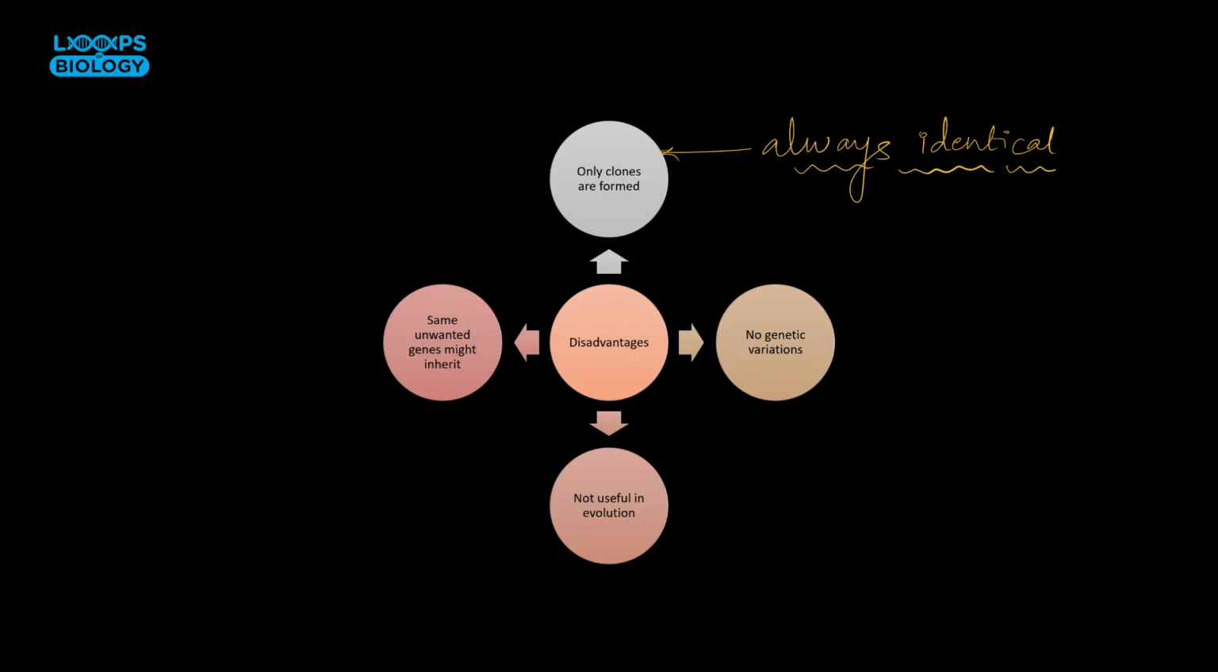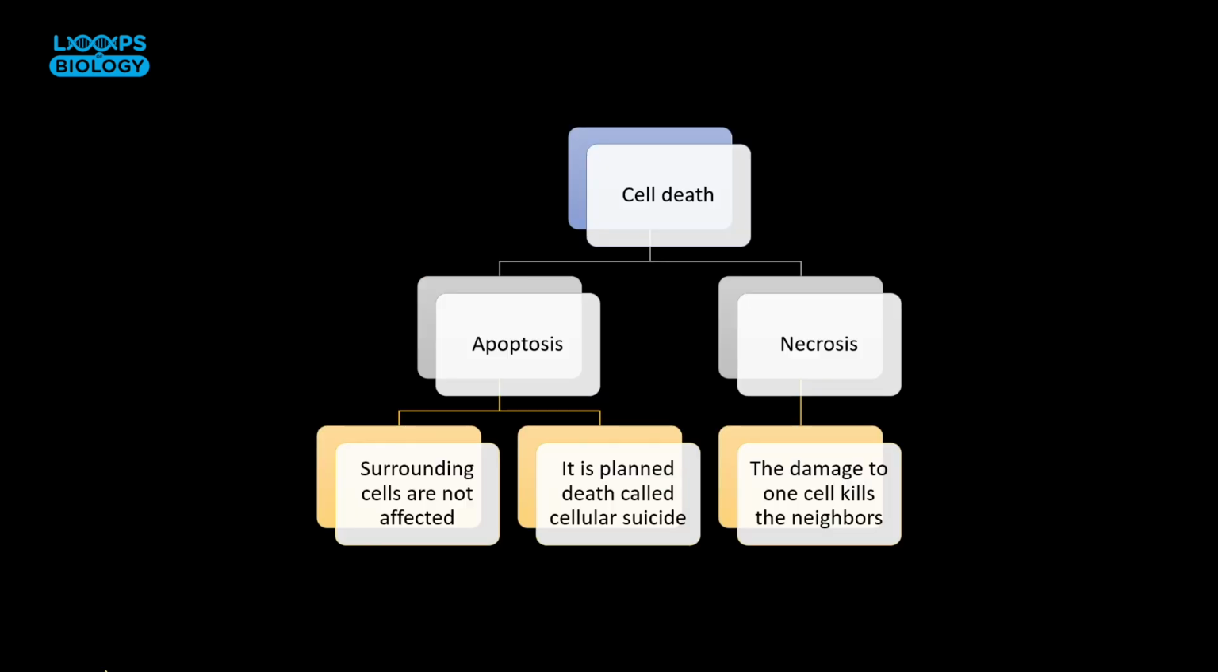All right. So there is no genetic variation, as there is no recombination occurring. So that's why there are no genetic variations. They are not useful for evolution, and some unwanted genes might get inherited. If there is some problem inside the gene, then that gene cannot be replaced as there is no genetic variation, no recombination, and that gene will be inherited in the next generation as it is. All right, these are some of the disadvantages of mitosis.